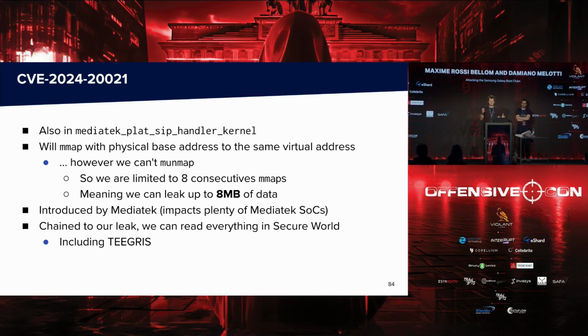So if we chain the 2 bugs together, the one that I've just shown and this one, it means that we can memory map anything in the address space of ATF and then leak it with the other bug.